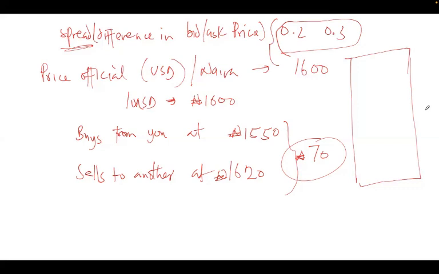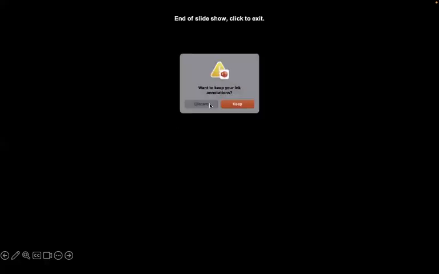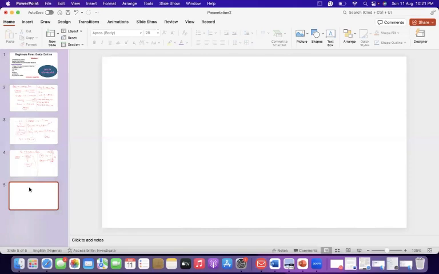So in case somebody asks you what spread is, it is the difference in price between the ask and the bid price. Bid price is the buy price, the ask price is the sell price. So we are done with pips, we're done with spread. Now let's look at leverage.